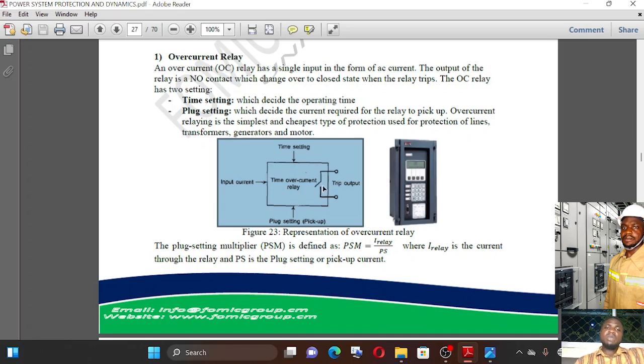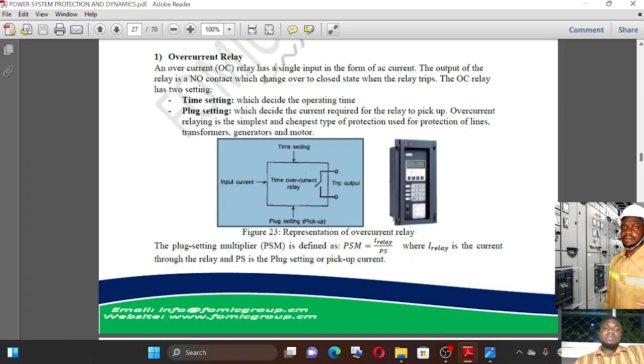And it is also able to give an appropriate time in order to send the tripping command to the circuit breaker. So the time here is being configured or set using what? The time setting. And we have various time settings based on the amount of current or the fault levels, be it instantaneous time, definite time, and so on and so forth.